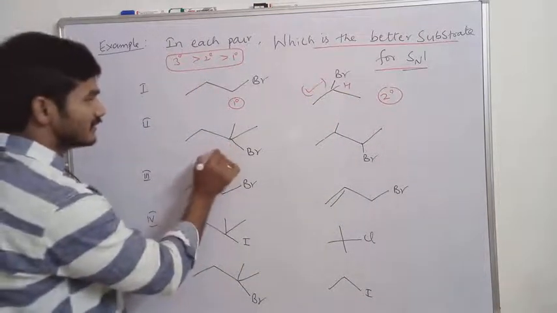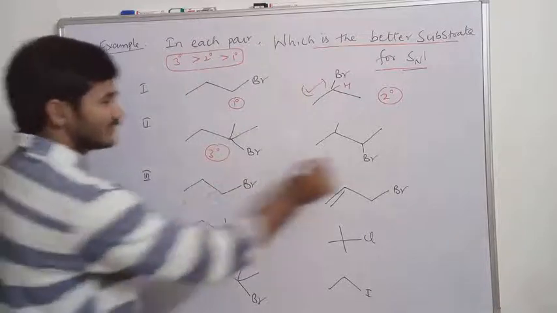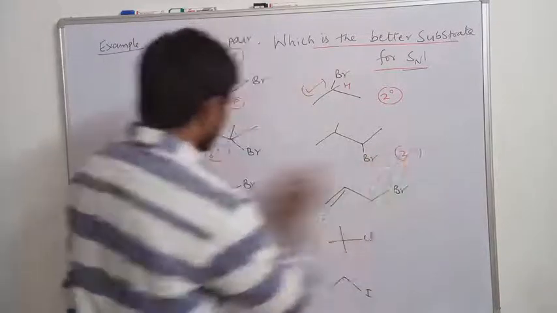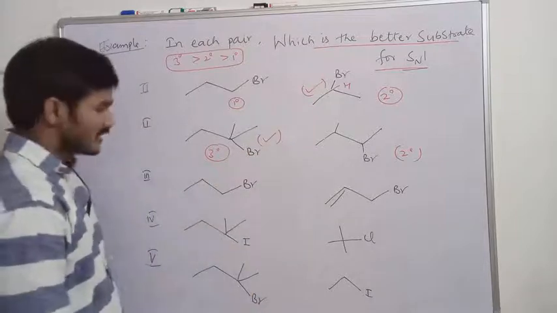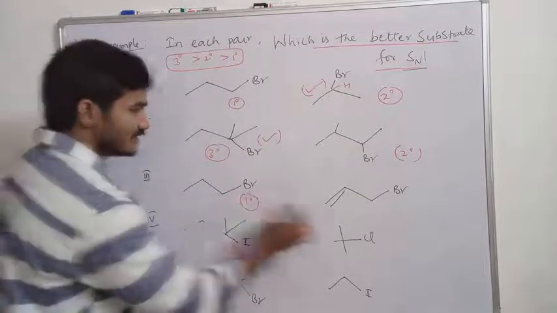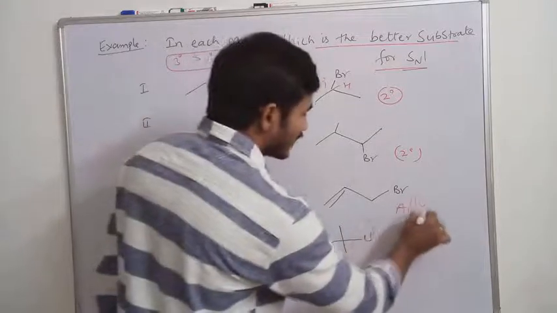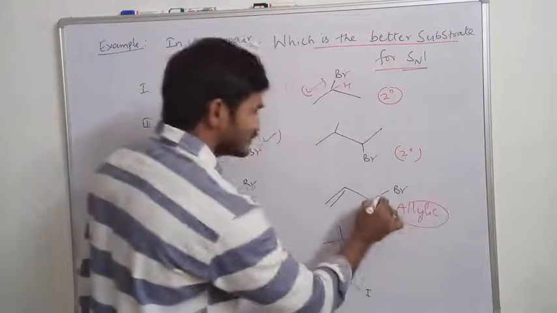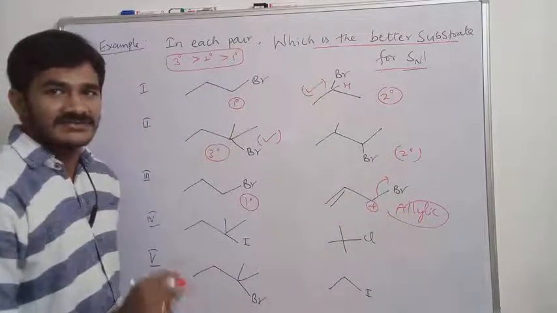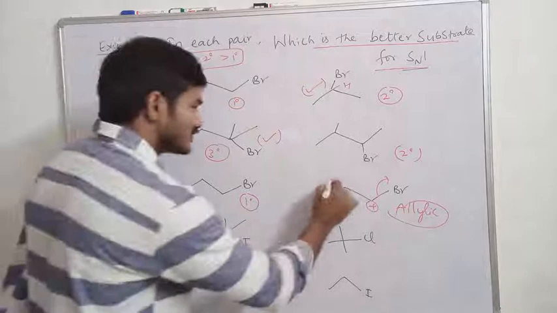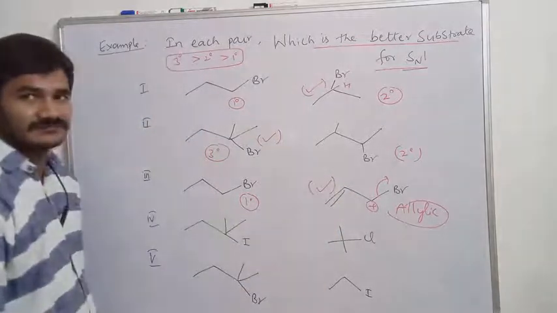This is tertiary and this is secondary. Among tertiary and secondary, tertiary is more reactive in the SN1 mechanism. This is primary, and this is an allylic carbocation. After losing this Br, here we get the positive charge. Allylic halides are resonance stabilized. That's why this undergoes the SN1 mechanism more readily.